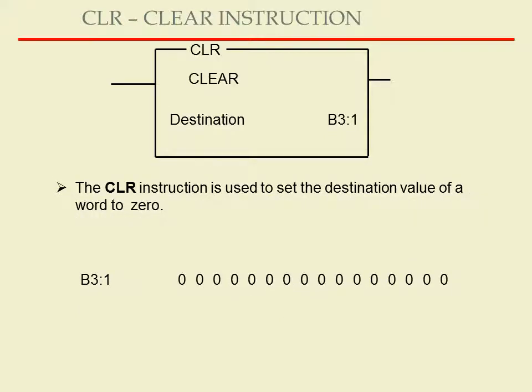Next is CLR, that is clear instruction. Here only the destination is required, no source is required. The CLR instruction is used to set the destination value of a word to 0. So whenever you give the CLR instruction with a destination, for example CLR B3:1, all the values of B3:1 will be reset to 0. That is, it is cleared.